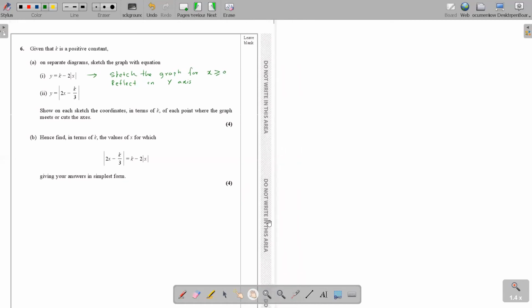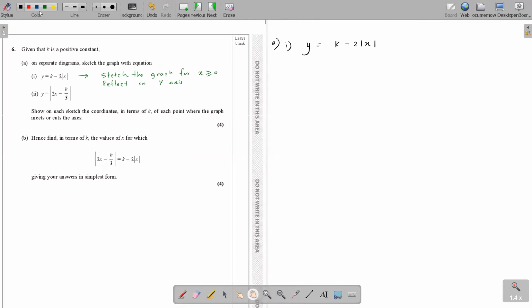So let me show you what I mean. This is a theory actually, so I'm just giving you a summary of what's happening over here, not the full idea. I'm not going to go into more details because we are trying to do the paper. So okay, y equals k minus 2 modulus x.